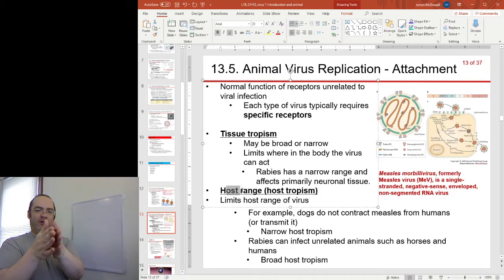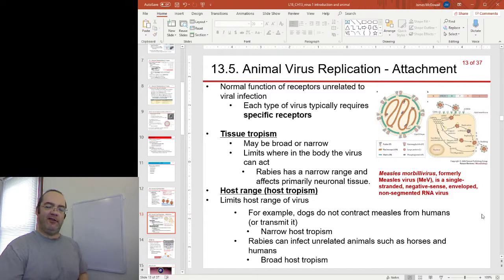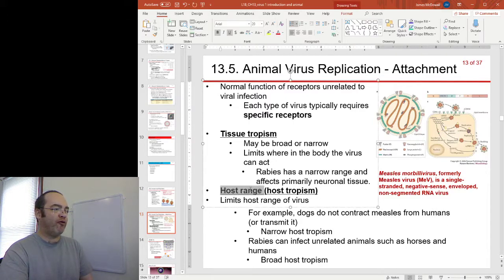And the closer or further you get, the more similar or less similar your cells are. The reason why, for example, mice can be used quite effectively for studying disease is because they too are mammals, and generally what affects a mouse cell is going to affect a human cell. This is a second idea behind what's called host range or host tropism.